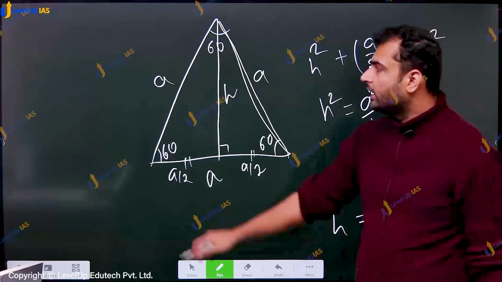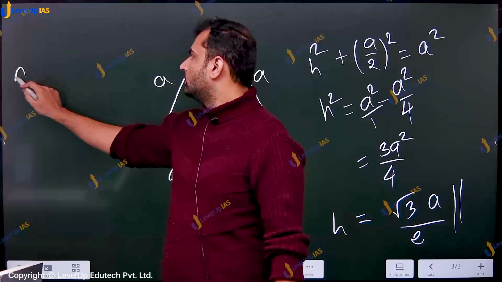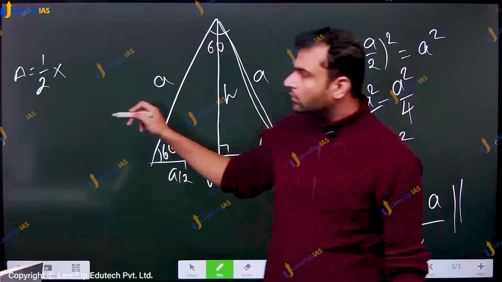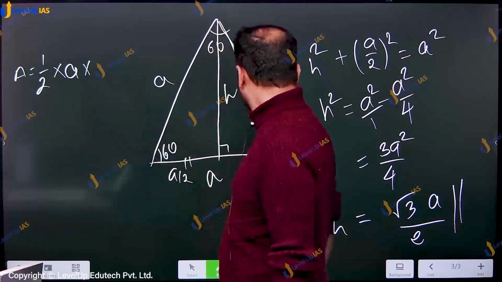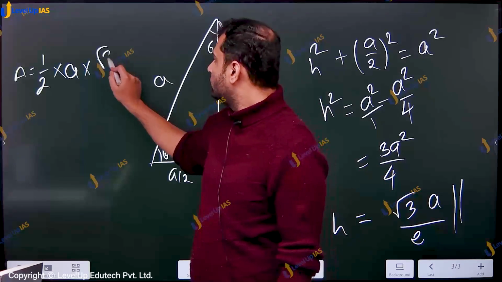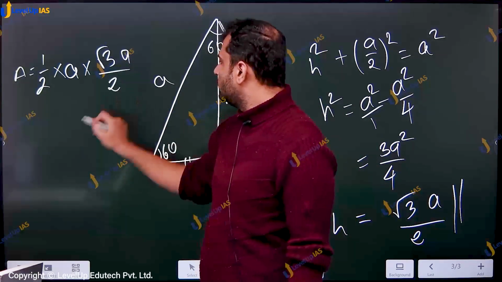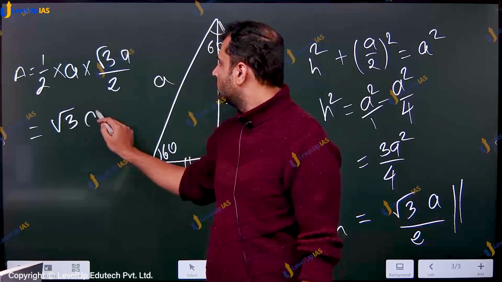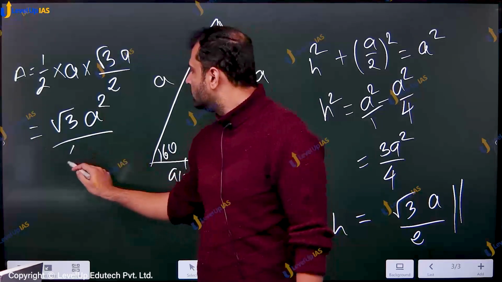What is the area of triangle? Half base into height. What is base? This is A. Height is root 3 A by 2, so the area is equal to root 3 A square by 4.